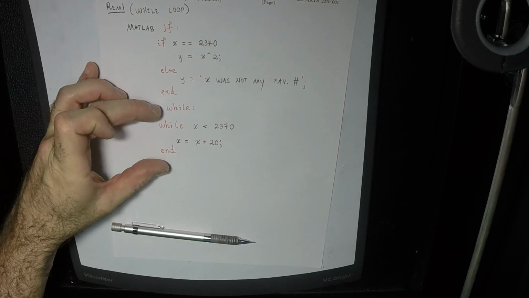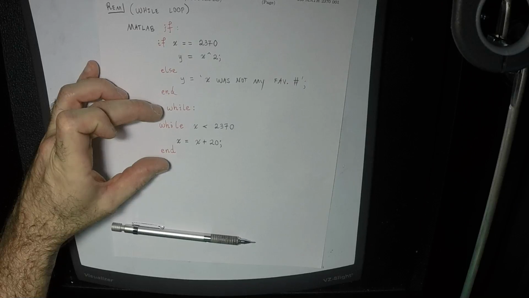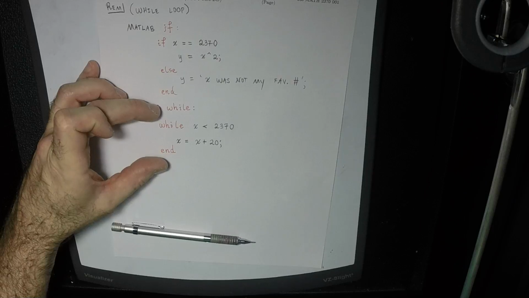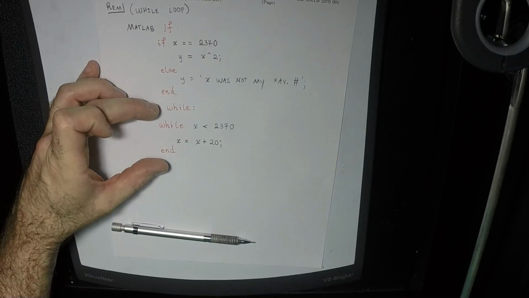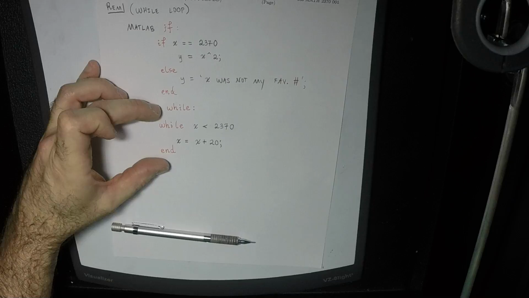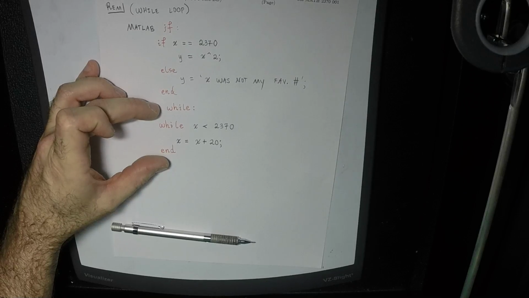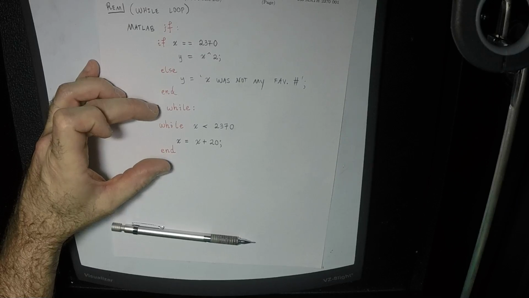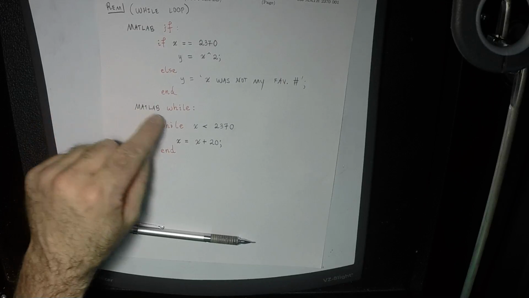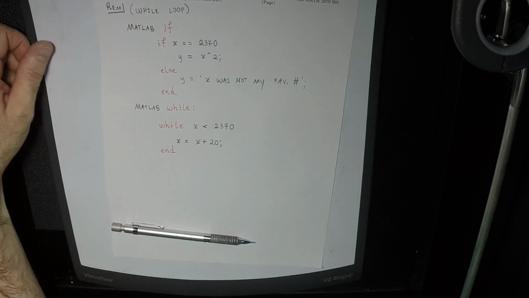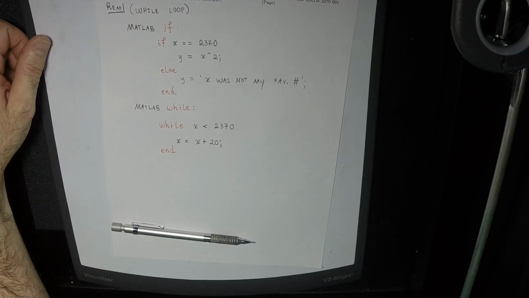If you were to type this and this alone, it would make an error. What error? It'll say, what's x? You didn't define it. If you were to type just this, when you ask MATLAB to evaluate the expression x less than 2370, it'll say, well, I don't know what x is.